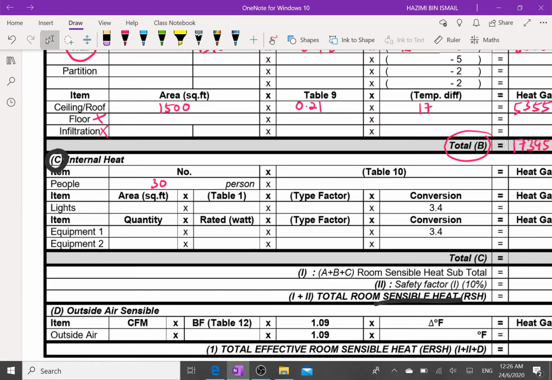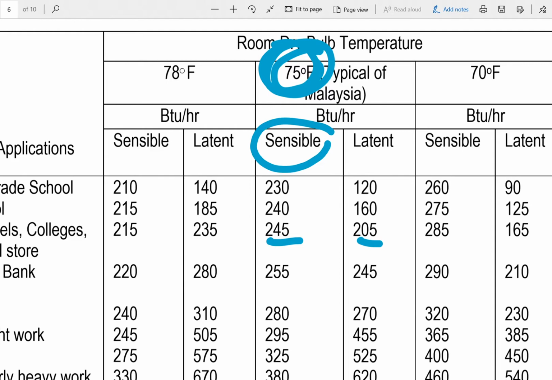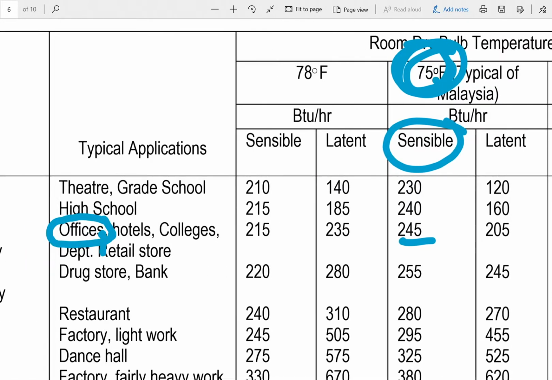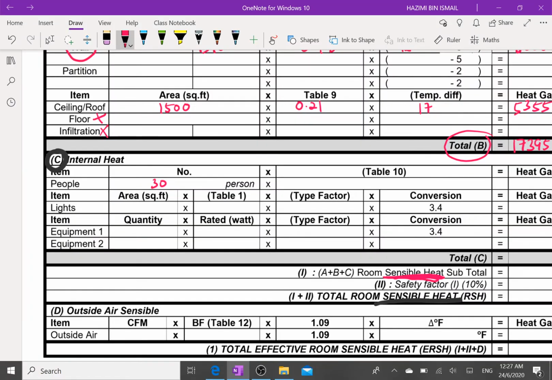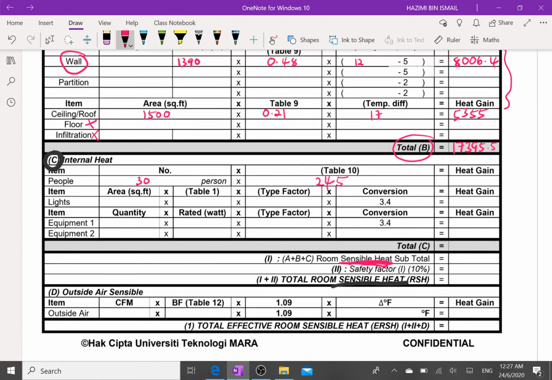For now we are going to calculate only sensible heat first. So in table 10, choose sensible, not latent, which is not yet to be chosen. Sensible, office, 75 degrees, so we have the value 245. Put it in. Use your calculator: 30 times 245, you will get 7350. Let's go to the next step.